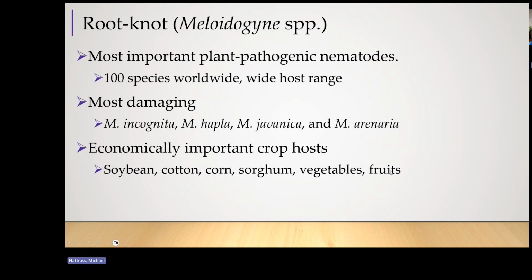And once it attacks those roots, then our shoots or our fruit plants above ground are not going to perform very well. And this is pretty much for all of our nematodes, right? Like you'll see in the next couple slides, the soybean, cotton, and corn are definitely susceptible to nematodes.